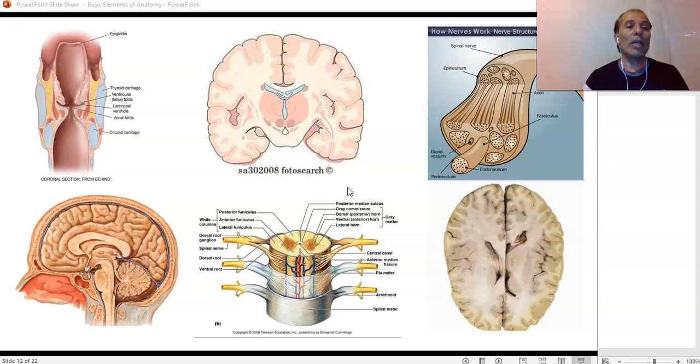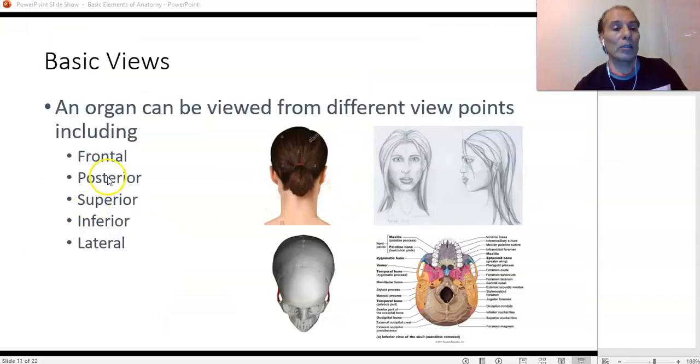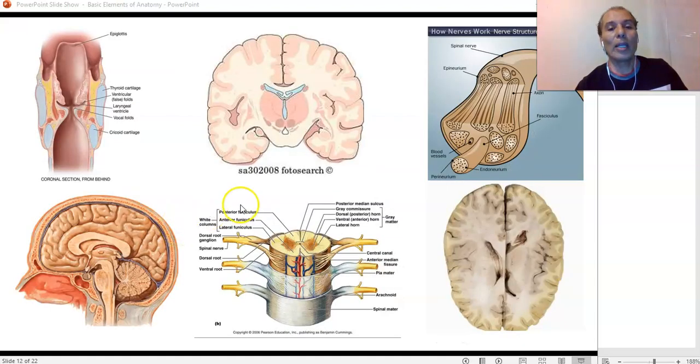Now I'd like you to look at these and identify these structures: which one is frontal, which one is posterior, superior, inferior, lateral. That is your exercise. So that is a brain. I'll give you a clue as to how you can see this. This is the hemisphere of the brain.